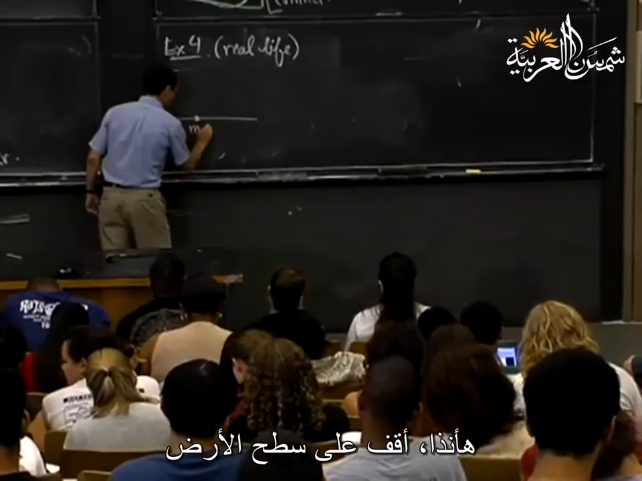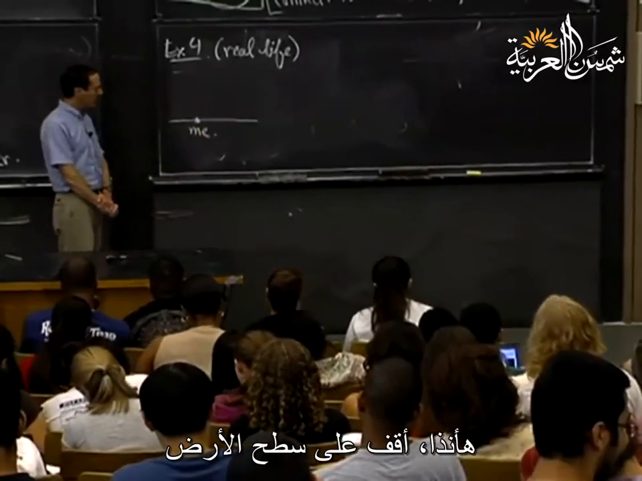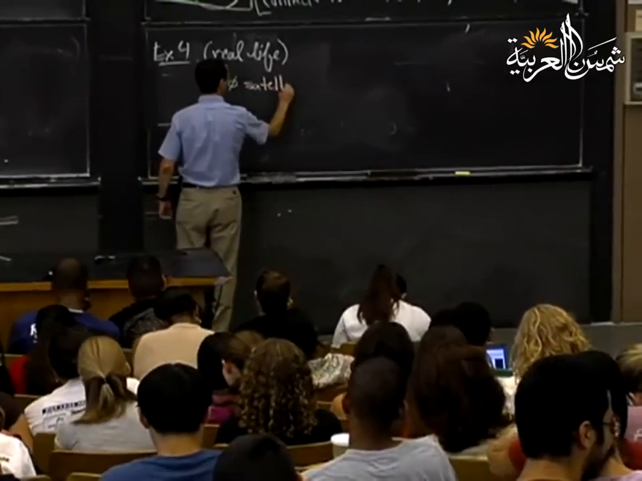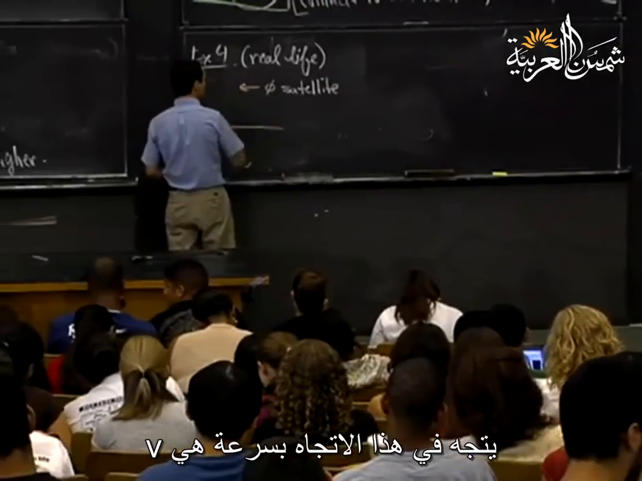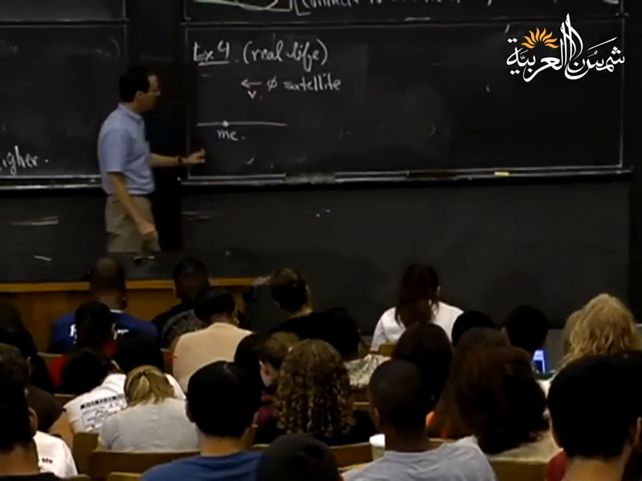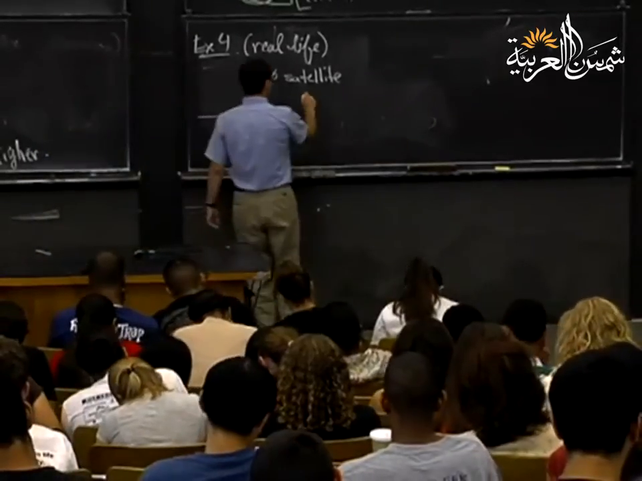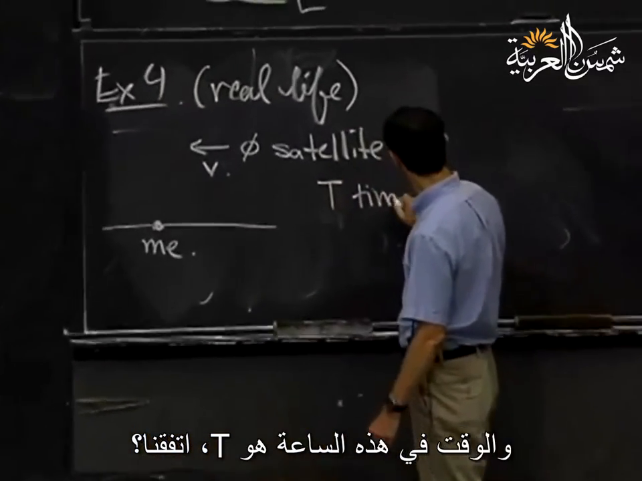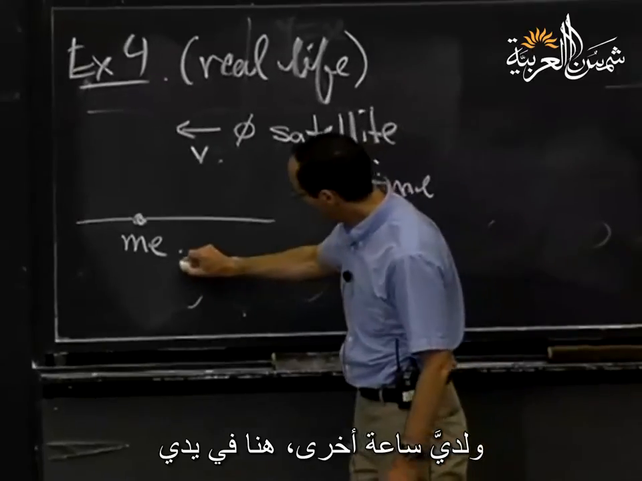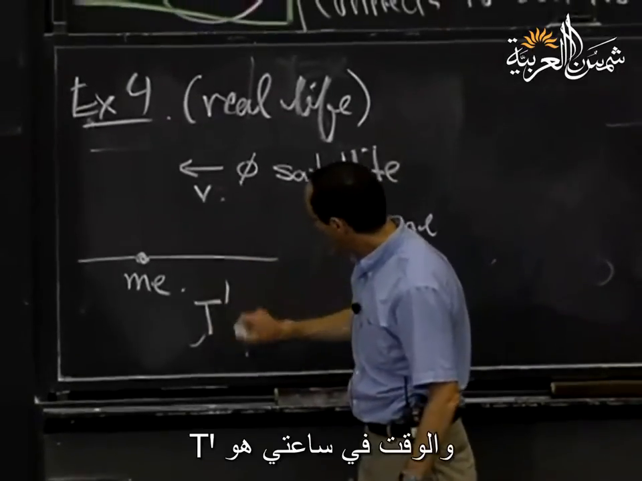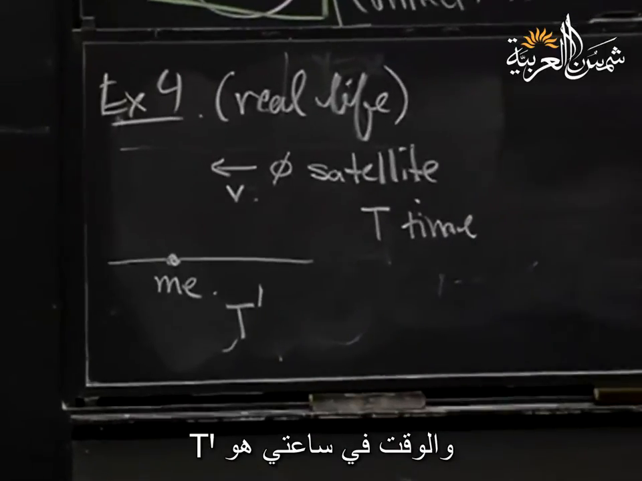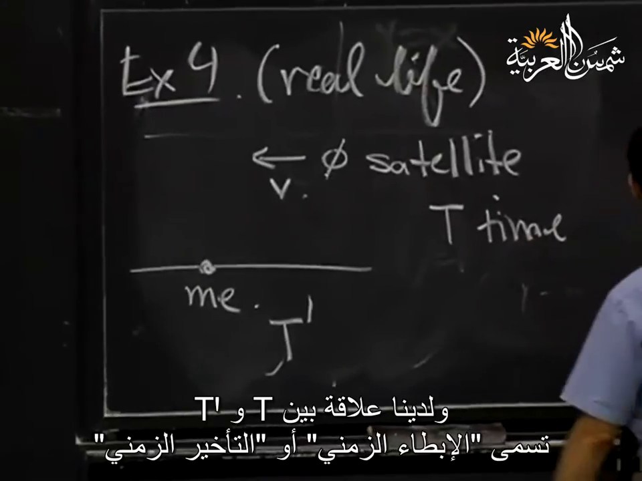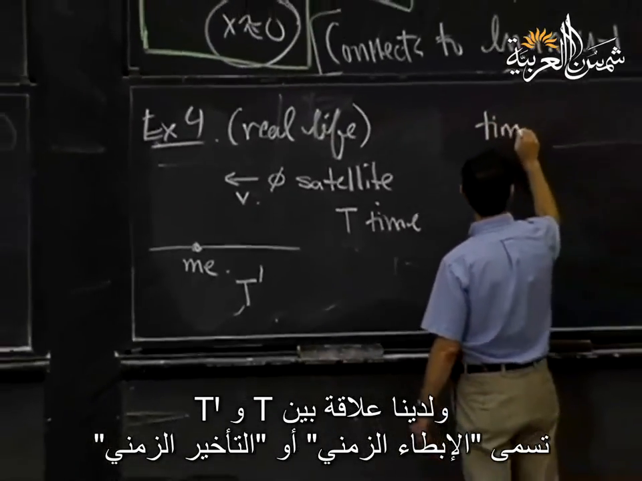So here I am on the surface of the Earth, and here is a satellite going this way at some velocity v, okay? And this satellite has a clock on it because this is a GPS satellite, and it has a time t, okay? But I have a watch, in fact it's right here, and I have a time which I keep, which is t prime. And there's an interesting relationship between t and t prime, which is called time dilation.